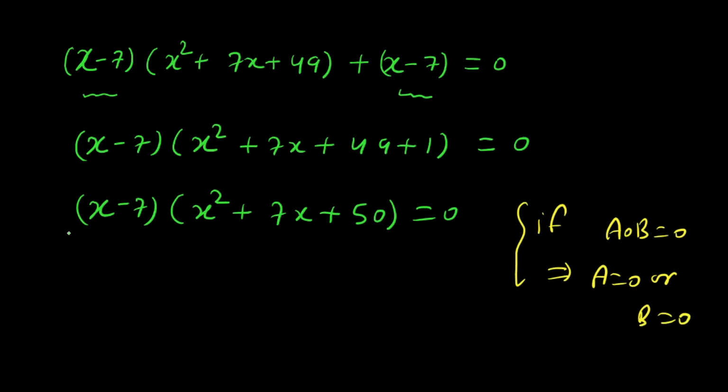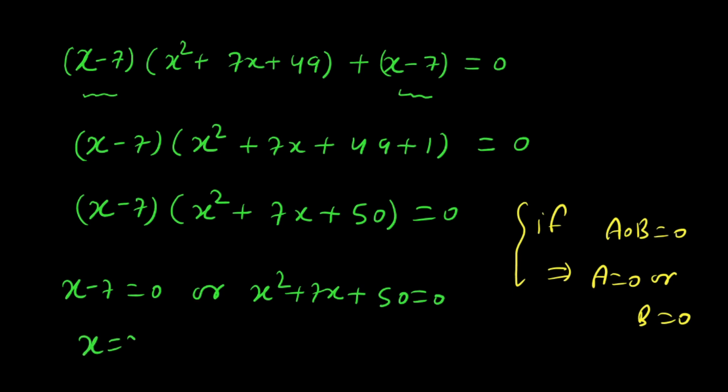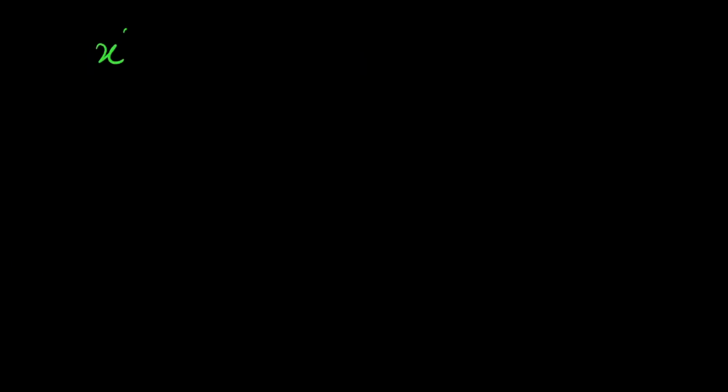If we apply this rule, then x minus 7 is equals to 0 or x square plus 7 times x plus 50 is equals to 0. Here value of x is equals to 7. This is the real solution of this cubic equation. Now we have the quadratic equation x square plus 7 times x plus 50 equals 0.